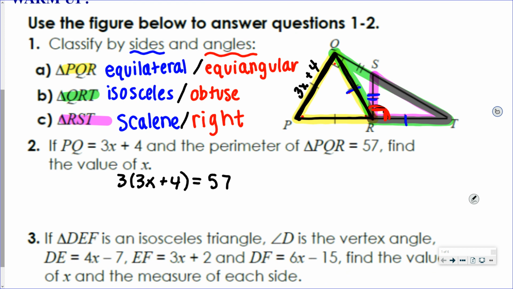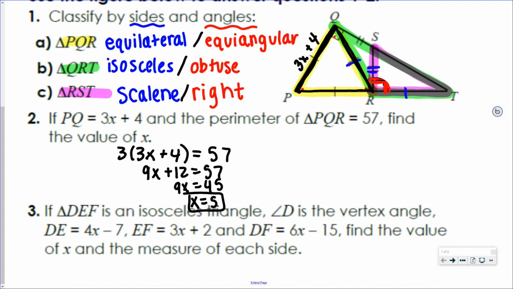So this adds up to 57. You didn't have to triple it like that. You could have done 3x plus 4 times itself 3 times if you wanted to. All right, so if you got that far, you should have gotten x to be 5. X is 5. I like that problem.